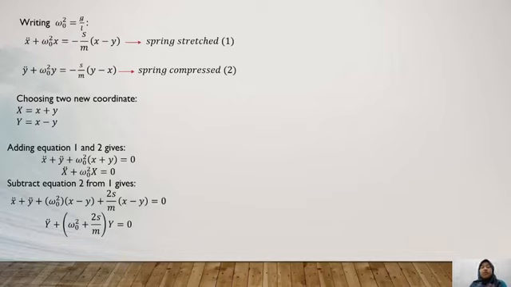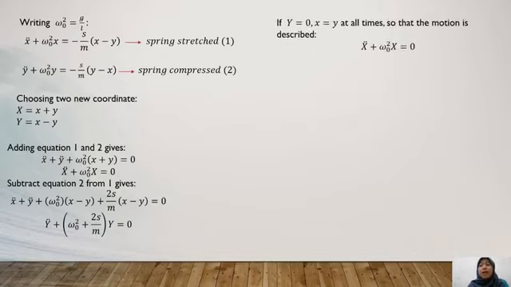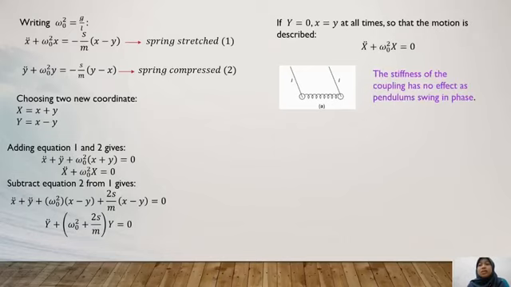Under two conditions. First condition, if capital Y is equal to 0, then x is equal to y at all times. So the motion is described as capital X double dot plus omega naught squared X is equal to 0. As shown in the figure, the pendulums will swing in phase and the stiffness of the coupling has no effect.